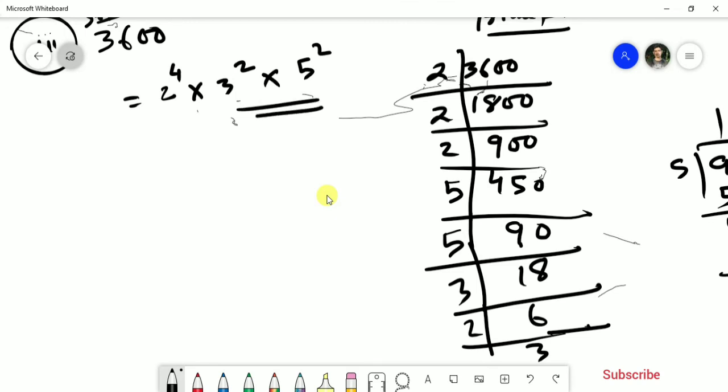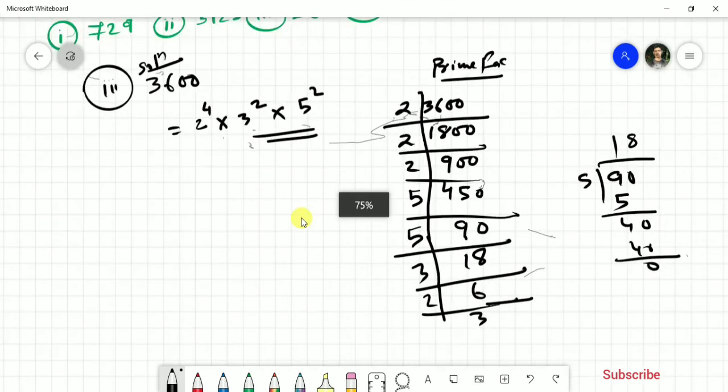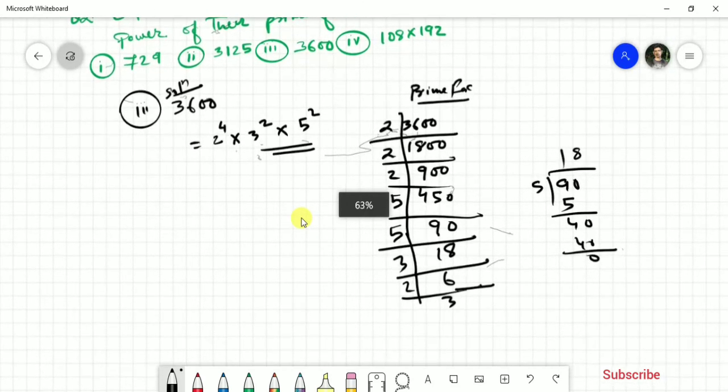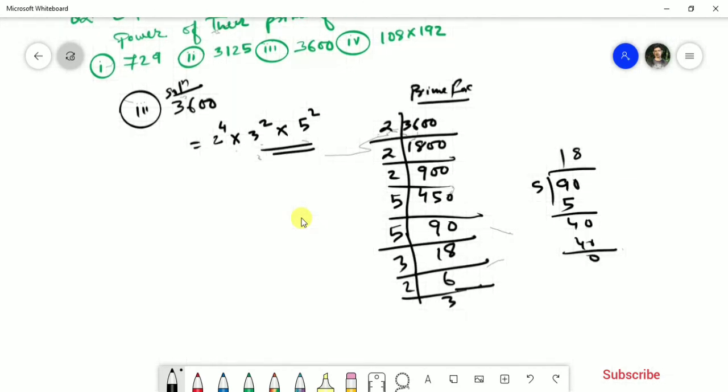I hope I was able to teach you this one properly. So this was your overall answer. Prime factorization we did, and this is your answer. Now I hope you can be an expert in this question, or we can say in this segment or in this field.